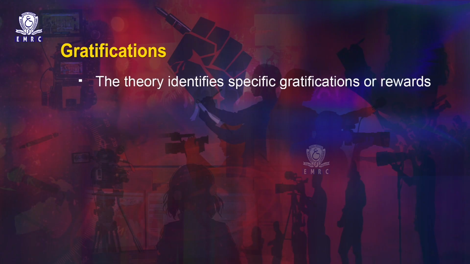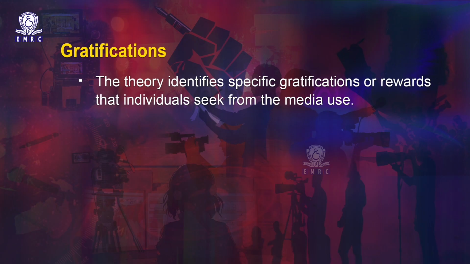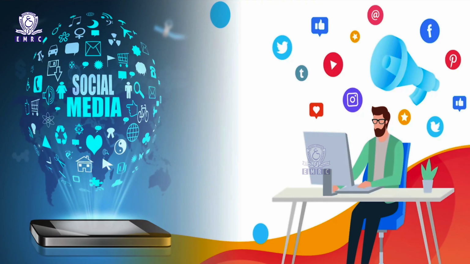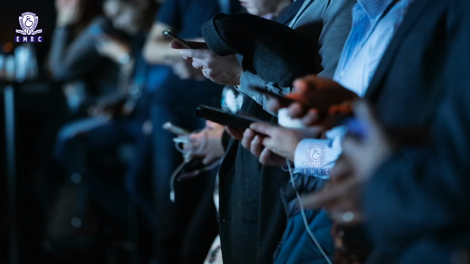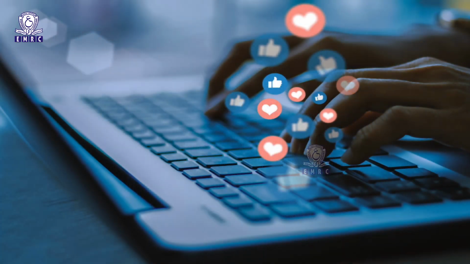Gratifications. The theory identifies specific gratifications or rewards that individuals seek from media use. These gratifications can be categorized into various types, including information, personal identity, entertainment, social integration, and escapism. People choose media that they believe will fulfill these specific needs.